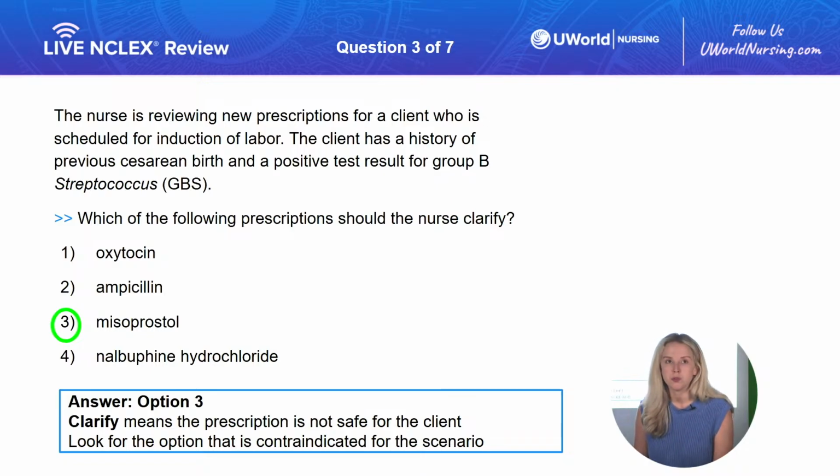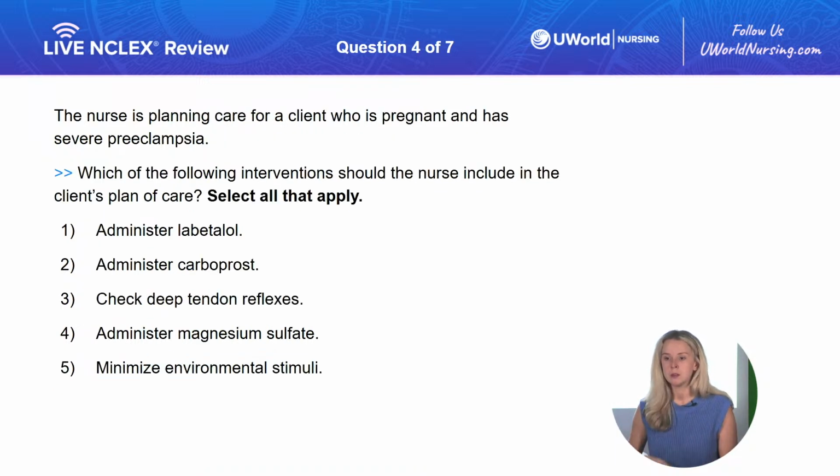And lastly, option 4 is nalbuphine hydrochloride. The trade name for this is Nubain. This is an analgesic. It's a synthetic opioid. We can also give it post C-section to help with some of that itching that results from those spinal and epidural medications. So again, 1, 2, and 4 were A-okay to give. Option 3 would need to be clarified. It's unsafe.